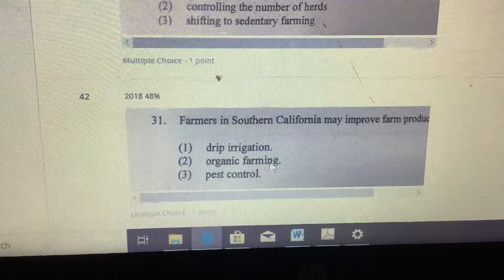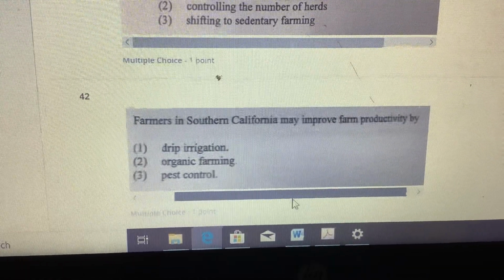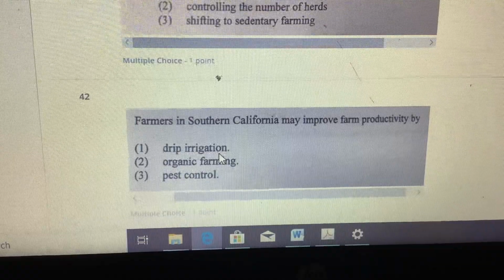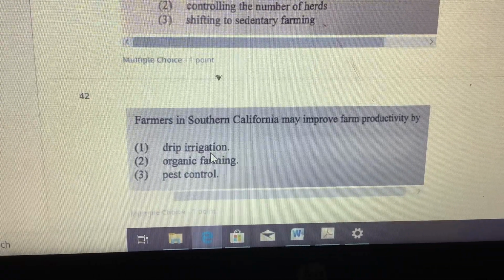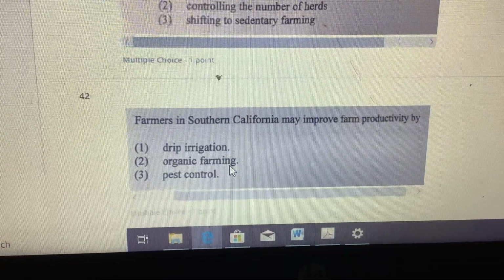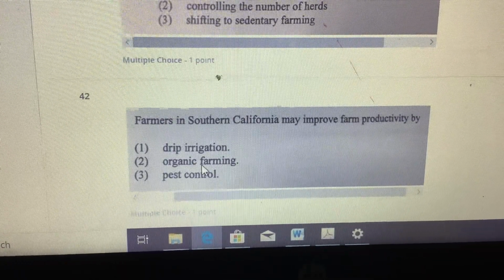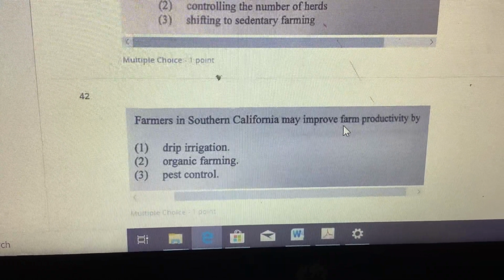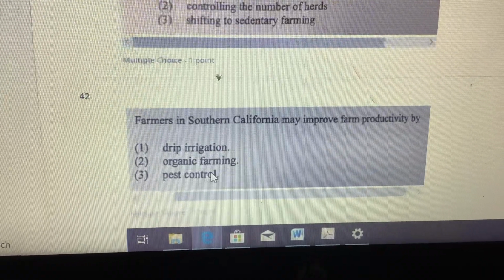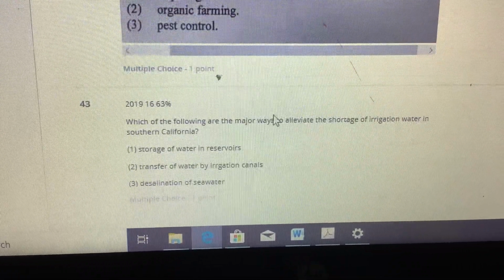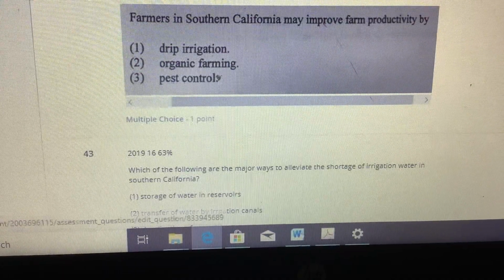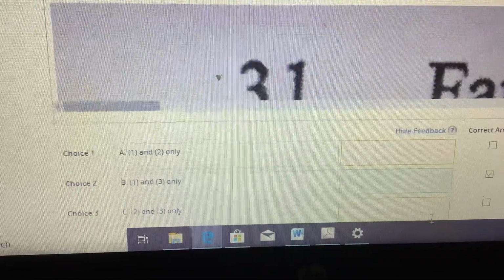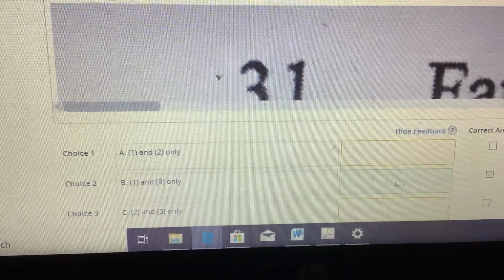Number 42. Farmers in Southern California may improve farm productivity by drip irrigation. Drip irrigation is going to help. Organic farming is not really going to help because it reduces the production, at least in the short term. In the long term it could help, but that is not specified here. Pest control is also correct because it can reduce the loss from pests. So this is number 1 and 3, which is green in color.